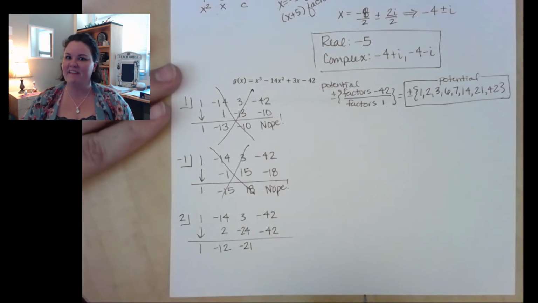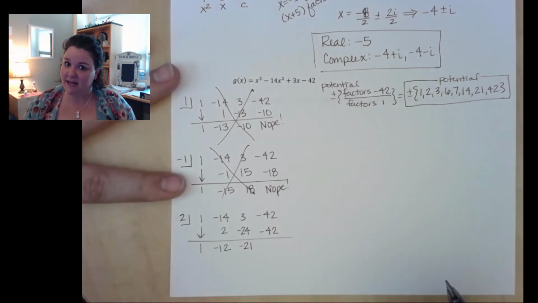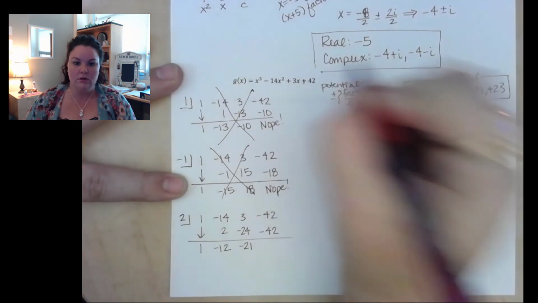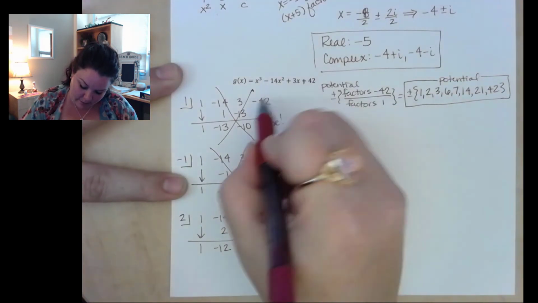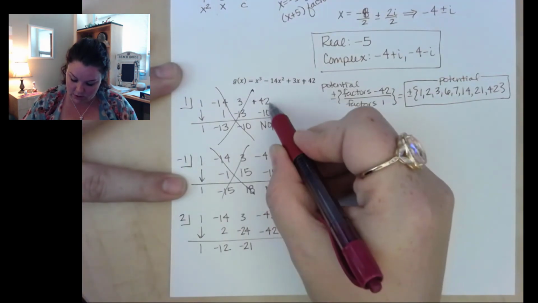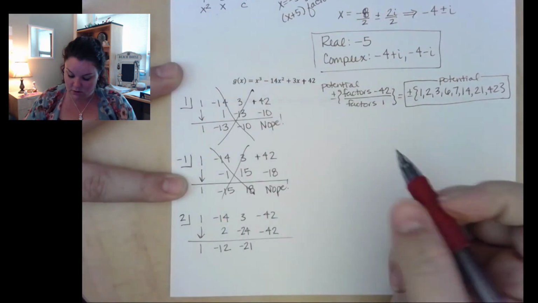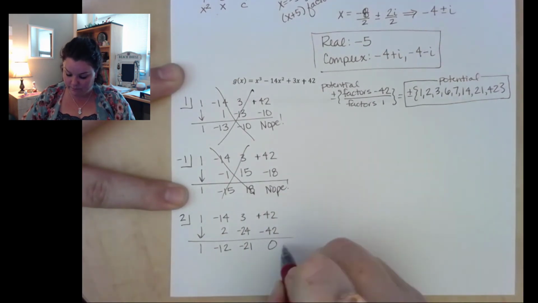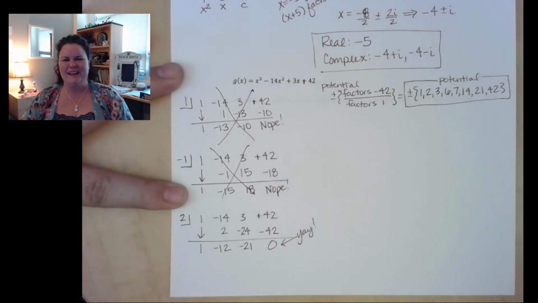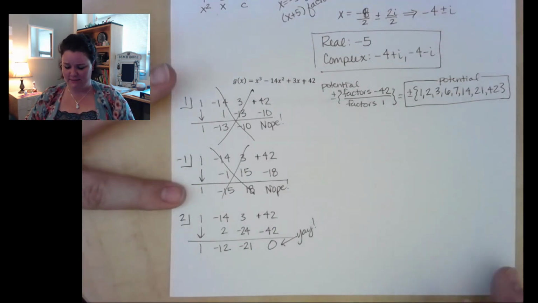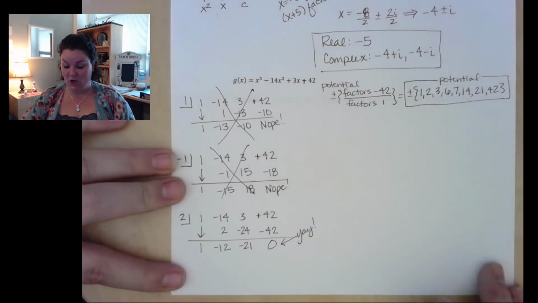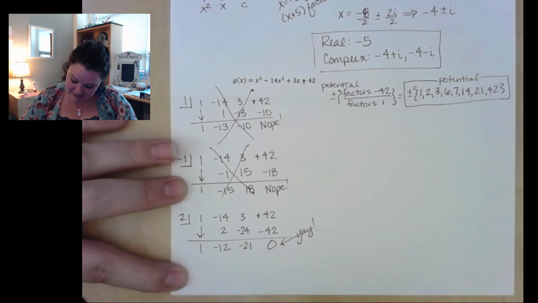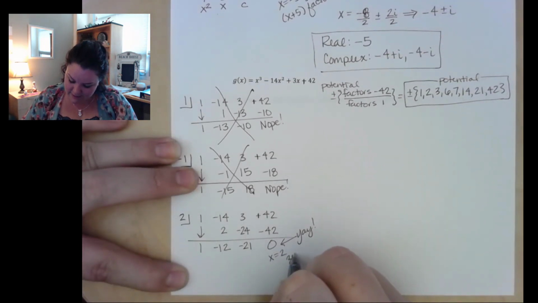Oh, I found the problem. Mrs. Williams had a typo. Go figure. Sorry. This should have been a +42. Okay, so let's see if that changes anything. If I go back and make this a +42, that's still not going to work. But if I make this one a +42, now I'm getting that 0. Yay! Okay, sorry. Mrs. Williams has typos sometimes. Glad that we caught it now before we plugged in all of these potential zeros and none of them worked, right? So this means that x equals 2 is a 0.